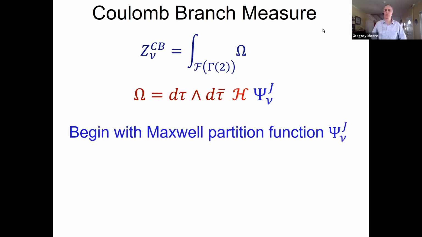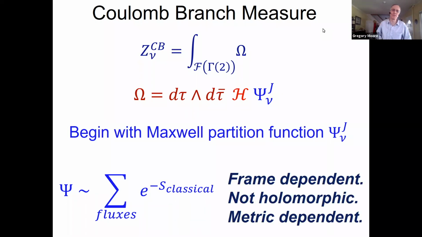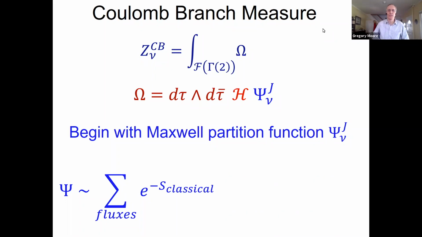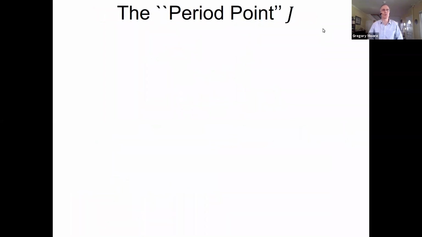And I want to talk a little bit about this psi function. So to zeroth order, it's just the partition function of the low energy Maxwell theory. So it's the sum over the topologically inequivalent fluxes of e to the minus the Yang-Mills Maxwell action. So it's frame dependent. You have to choose a photon. It's not holomorphic. It's metric dependent. But it's not very metric dependent. The metric dependence is entirely through something called the period point.